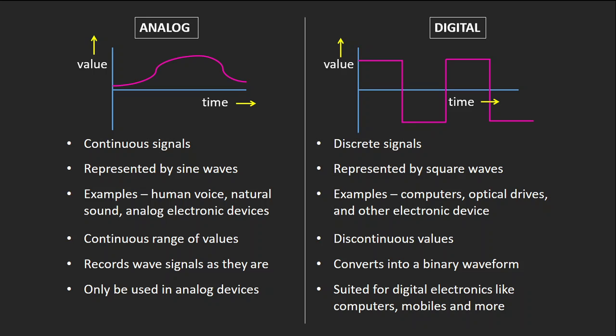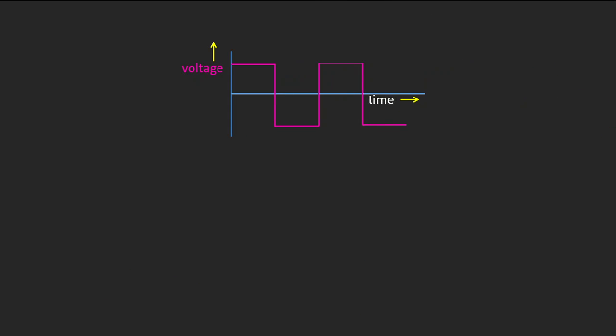Analog signals can only be used in analog devices, whereas digital signals are suited for digital electronic devices such as computers, mobiles, and many other devices that you are well aware of. So these are the main differences between analog signals and digital signals. Overall, we are going to study a lot about these types of signals.